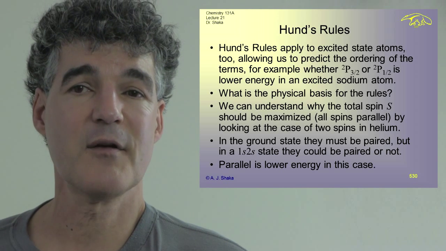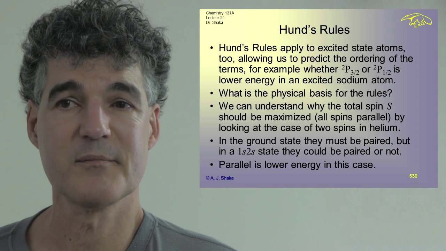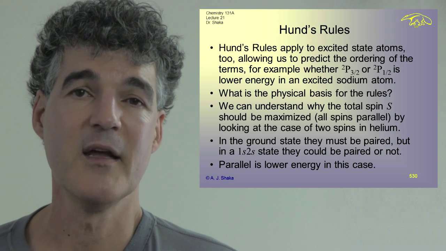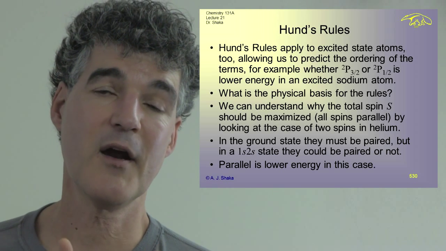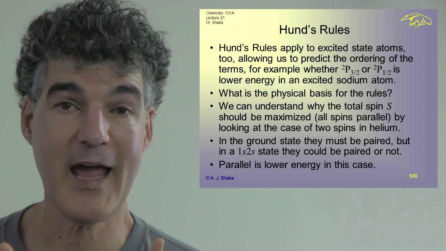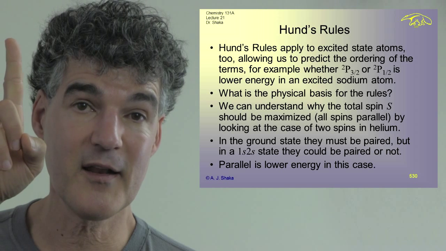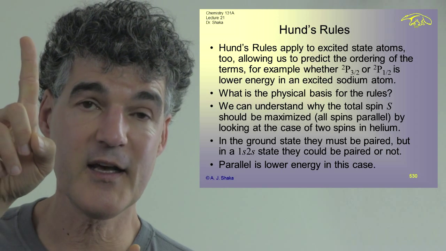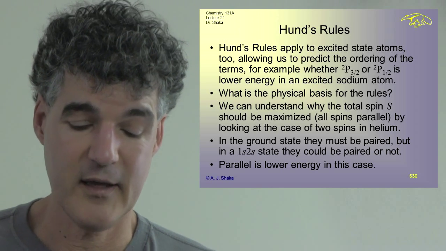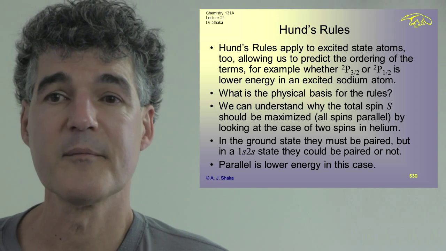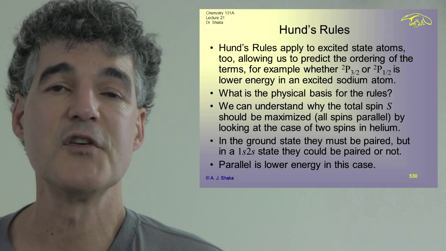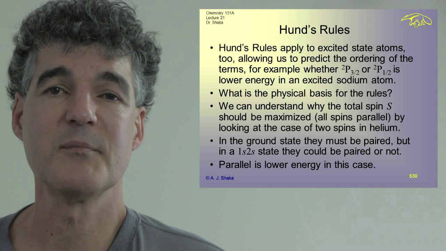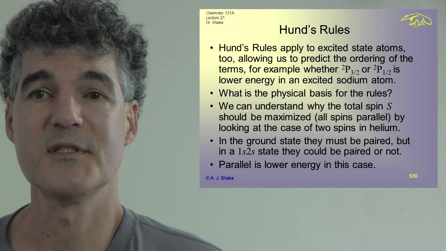Well, we can sort of understand why the total spin S should be maximized. But let's look at the case of 2 spins in something like helium. Now, the 2 spins cannot be parallel if they're in the same orbital in helium, so it'll have to be an excited state. But let's put 1 electron in an excited orbital so that it can have the same spin state. And then let's compare this one to that one, and see if there's any argument that we could make. So let's look at a 1s, 2s state, for example. And what's the reason why parallel spins could be lower in this state?